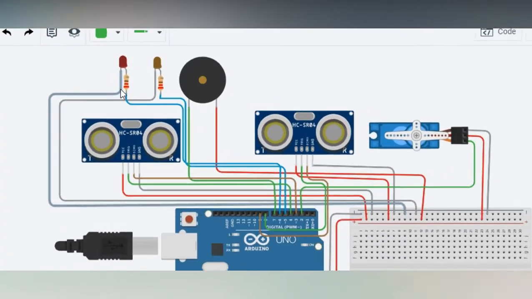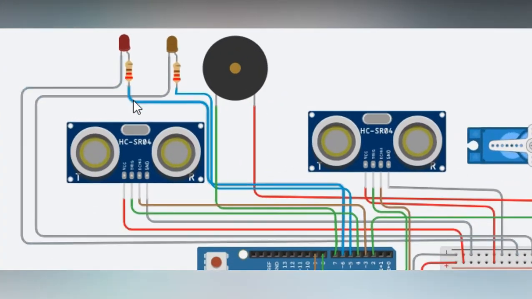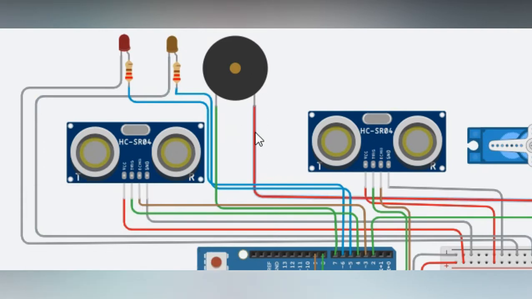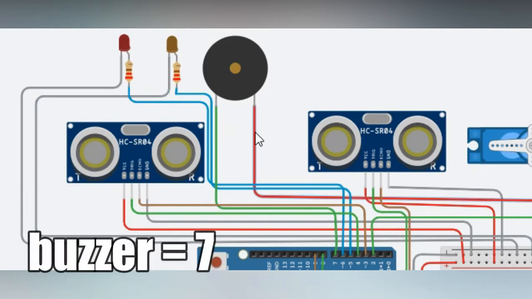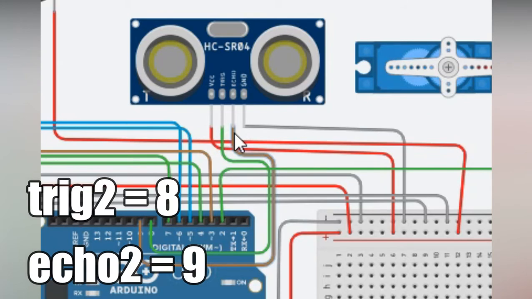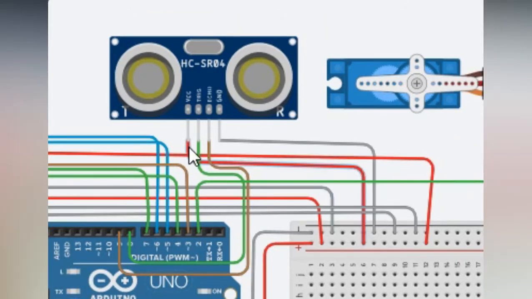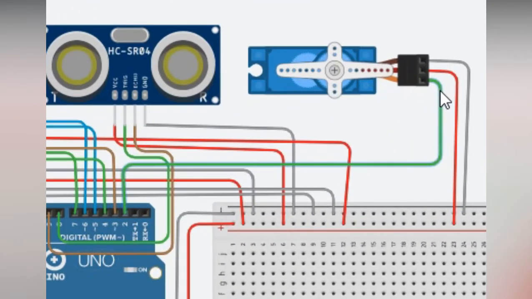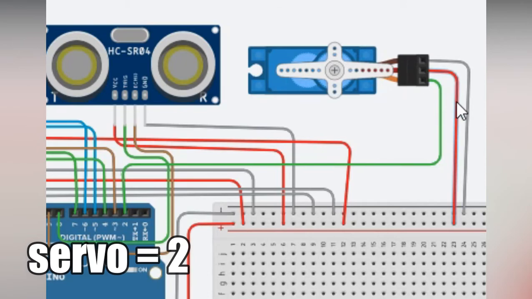For the LEDs, you will need to attach a 220 ohm resistor to prevent excess current that can burn out the LED. The LEDs are connected to pins 5 and 6 while the buzzer is connected to pin 7 of the Arduino Uno. The trigger pin and echo pin of the second ultrasonic sensor are connected to pins 8 and 9, VCC to 5 volts and ground to ground. The signal of the servo motor is connected to pin 2 of the Arduino Uno.